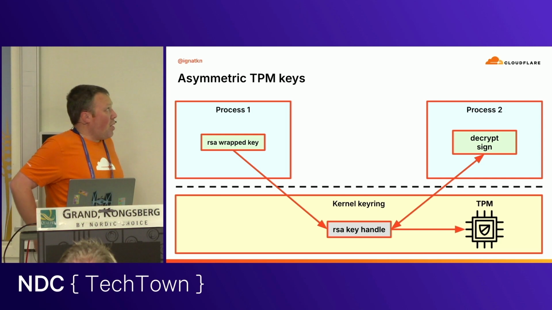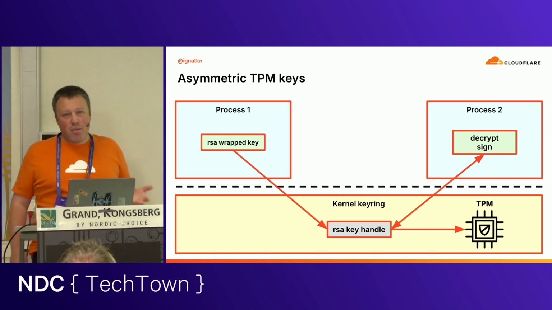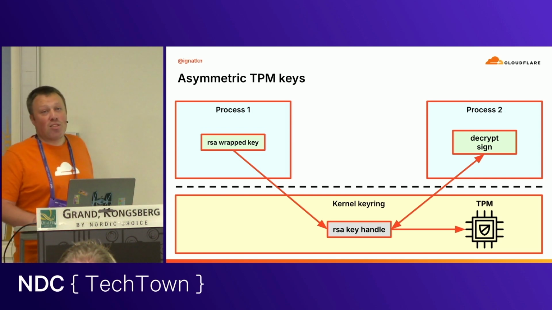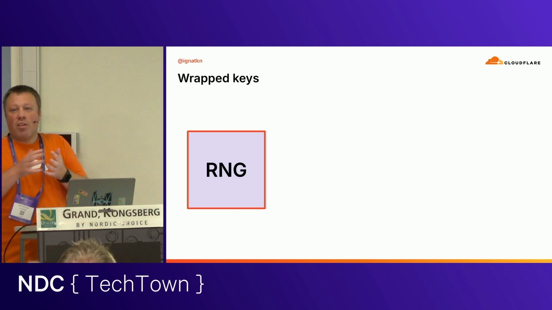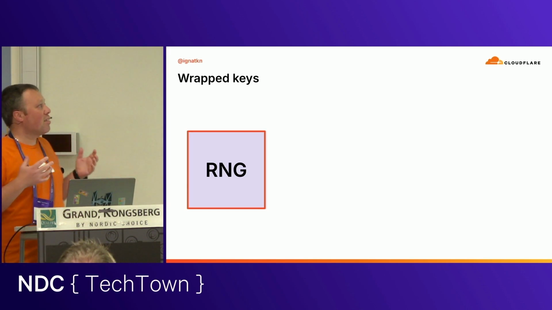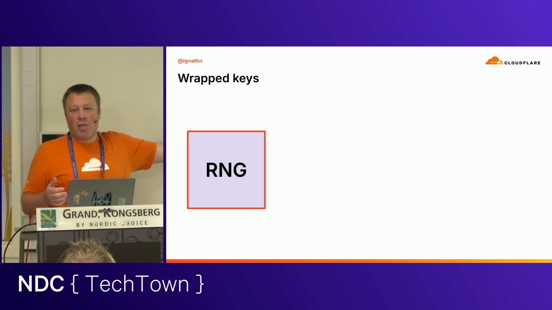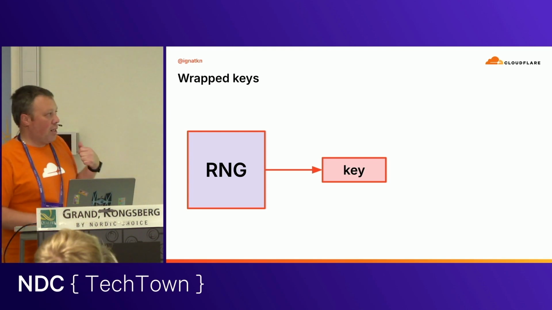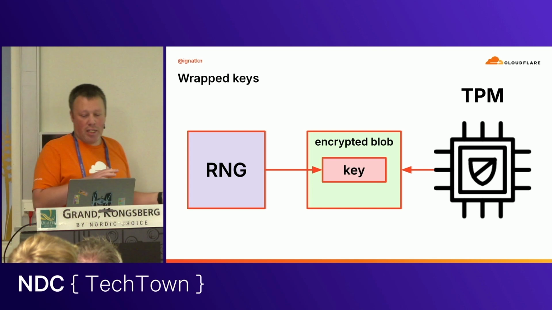But both with symmetric wrapped keys and asymmetric wrapped keys, there is one problem which, well, doesn't need to be, but sometimes it's not very convenient, and the problem is the state. So generally, if you zoom out and see how wrapped keys work, the way you create them, you use a random number generator, right, to create a new key. So you generate a key, and then you wrap it for a particular TPM. So you create an encrypted blob.